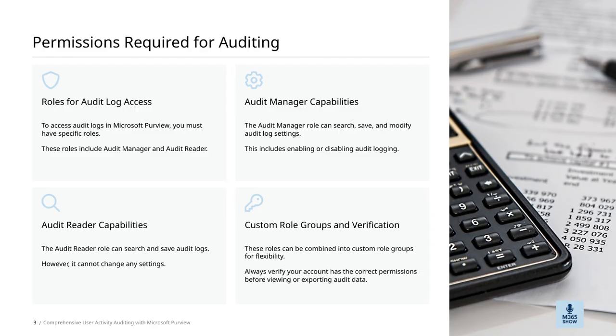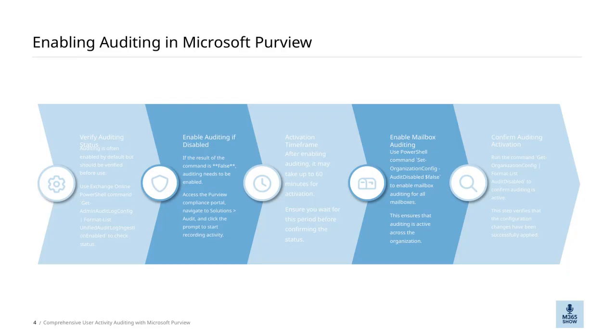Now, let's talk about enabling auditing in Microsoft Purview. First, it's important to verify that auditing is actually active. To do this, you can run the command Get-OrganizationConfig | Format-List AuditDisabled. If the output shows false, it means auditing is enabled. This step confirms that your configuration changes have been successfully applied.